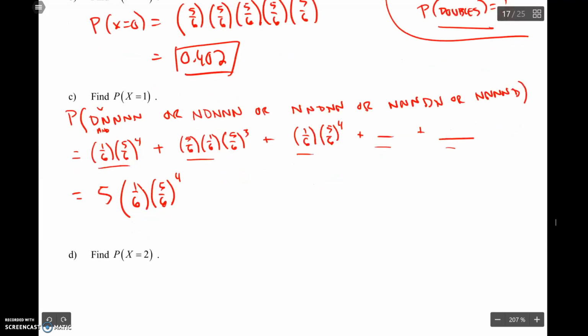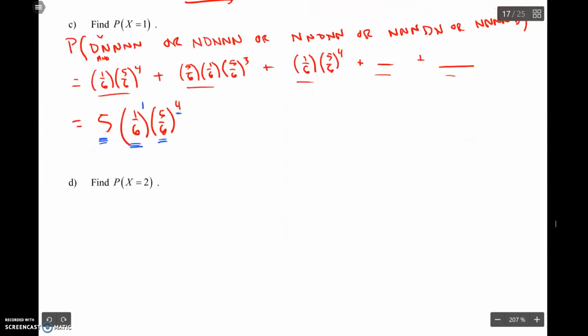So just to point out where we're going with this, this is counting the number of different ways I can arrange 1 success in 5. This is counting the probability of a success to the 1 power, because I'm getting 1 success. And this is counting how many failures I'm going to get, 4 failures.